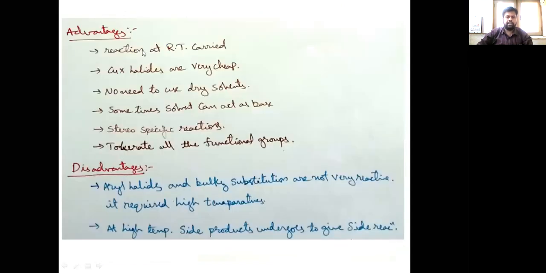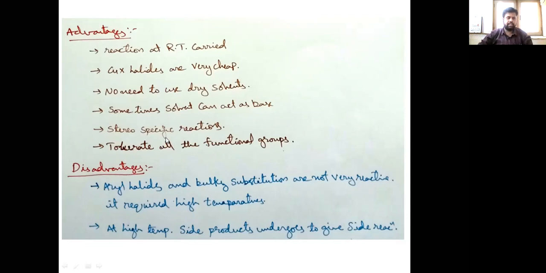Right. So the advantages are: the reaction is carried out at room temperature, and copper halides are very cheap. There is no need to use any dry solvents. Sometimes the solvent can act as the base. So this is the benefit of this reaction. Stereospecific reactions are taken care of here, so it is very easy to synthesize stereospecific substitutions of alkyls. It will tolerate all functional groups, meaning no functional group will react with this medium or with the ligand in this method.